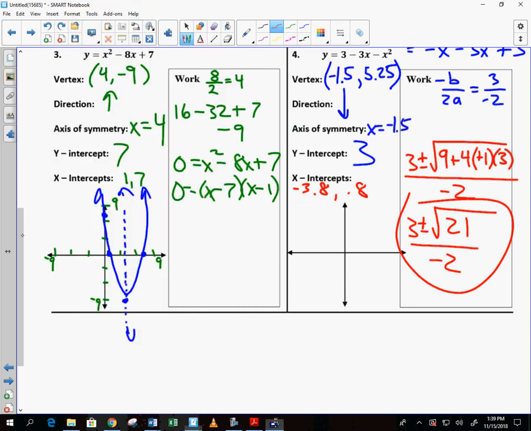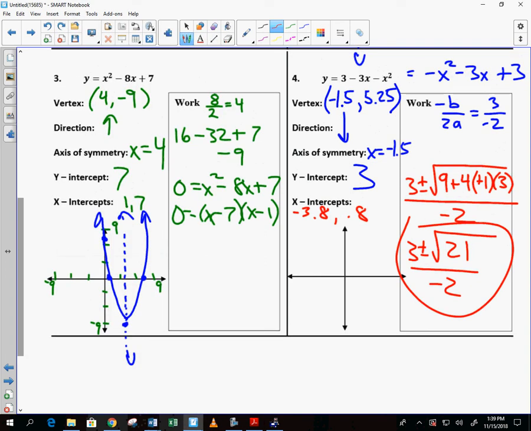Now I have enough information to sketch my graph. I'm going to make a 6 by 6 graph. 1, 2, 3, 4, 5, 6. I start by plotting my vertex. Negative 1.5 and 5.25. 1, 2, 3, 4, 5. Axis of symmetry goes right down the middle.